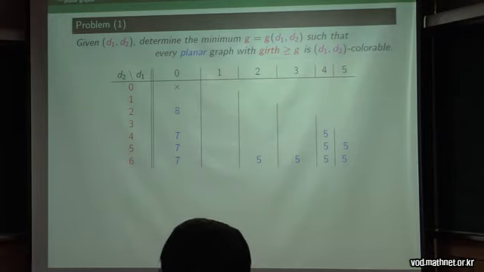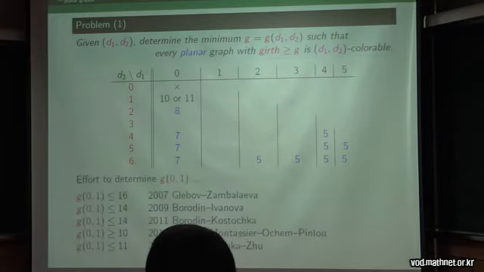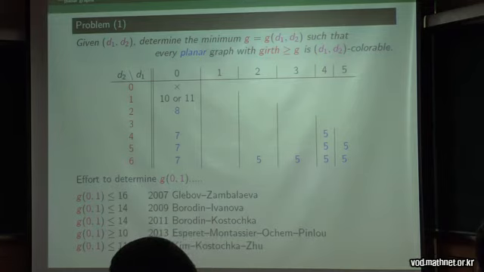So how did I get to know this problem? There was effort to determine this (0, 1), because it's the smallest value that we want to figure out. It started out with 16, 14, that's a typo, that should be 12. And there was a lower bound of 10. So they constructed a planar graph with girth 9 that's not (0, 1)-colorable. And then Kim, Kostochka, and Zhu were able to prove that it's at most 11. So this value, the girth condition that guarantees that a planar graph is (0, 1)-colorable, is either 10 or 11. And this one is still open.